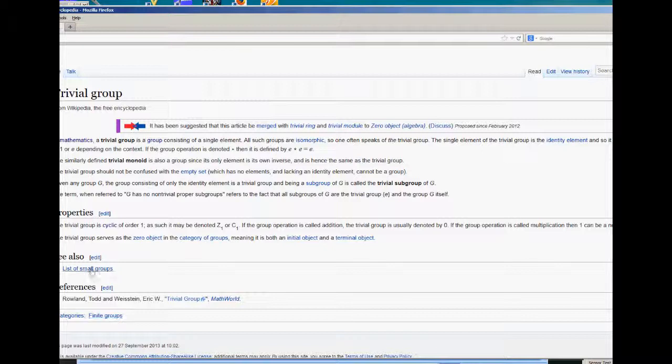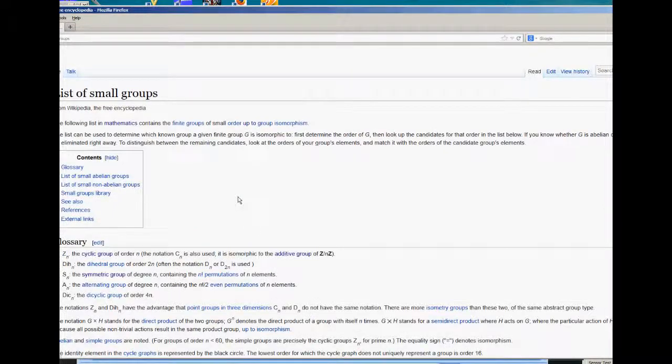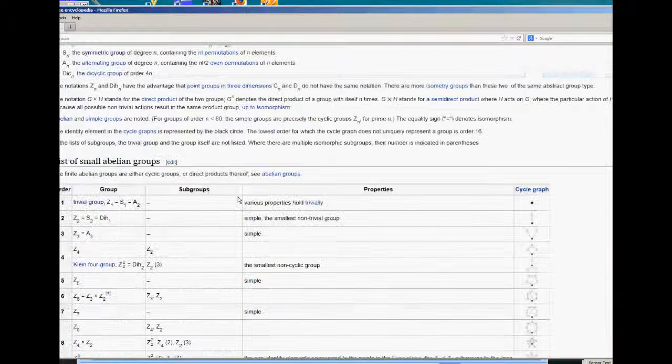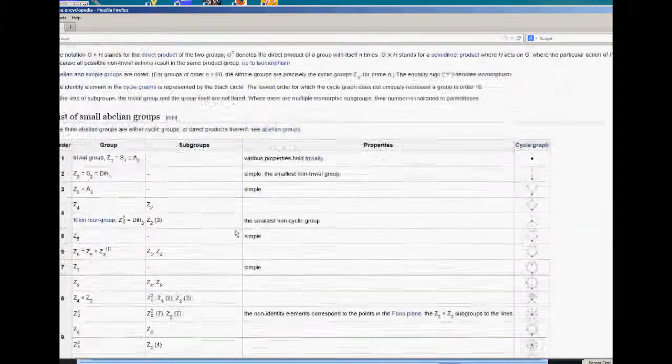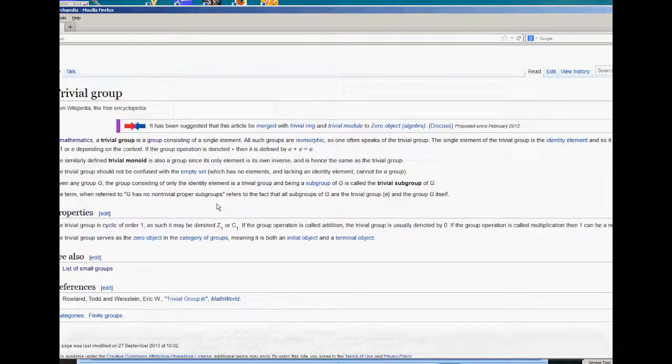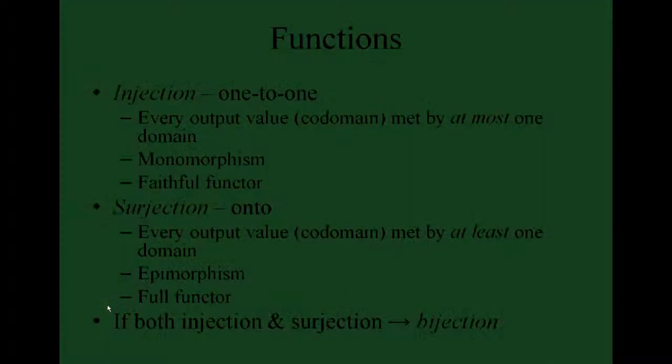Let's, in fact, click on that. It's really quite fun. They give us so many different examples, so many different explanations. Look at this table. Oh my gosh, it is so good. I encourage you, you can poke around here and really see some very good examples of this. It has been suggested in this article be merged with trivial ring and trivial module to zero-object algebra. Discuss. Oh, well, that's very interesting. Proposed since 2012. What do you know? This is rather interesting. Like, this is recent discussion. Oh, wouldn't that be fun if it were merged? I'm sorry, I'm getting really ahead of myself.